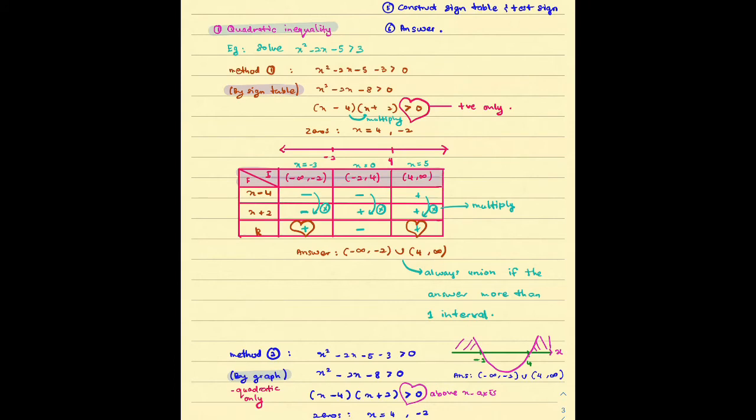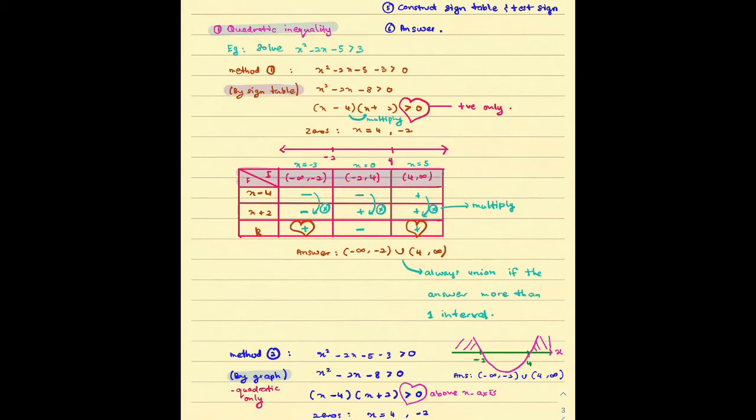Using graphical method, but this one is for quadratic only. Okay, quadratic only you can use graph. For rational inequality, we cannot use graph. Alright, so bring all terms to one side, and then factor it completely. Factor, we get zeros.